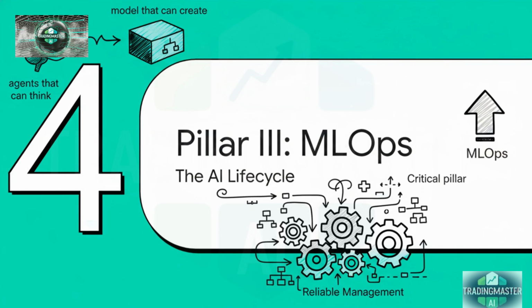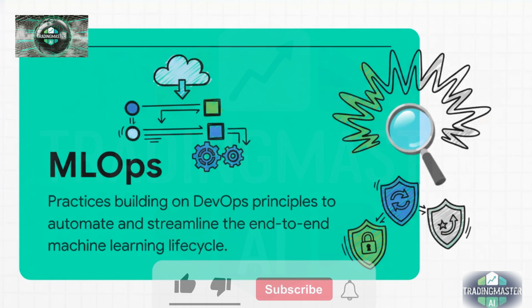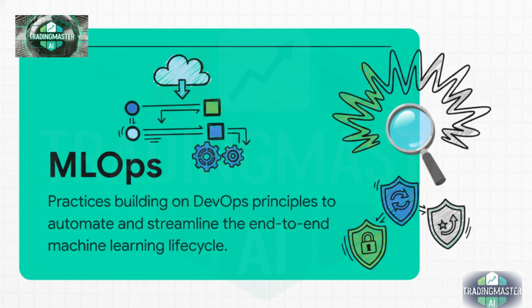Okay, so you've got agents that can think and models that can create. That's awesome. But how do you actually manage all of this in a real-world production environment without it all falling apart? That brings us to our third and frankly absolutely critical pillar, MLOps. Well, that's where MLOps comes in. If you're familiar with DevOps for traditional software, you're already halfway there. Think of it as DevOps, but supercharged for the unique chaos of machine learning. It's all about making sure your models are reliable, reproducible, and always improving.